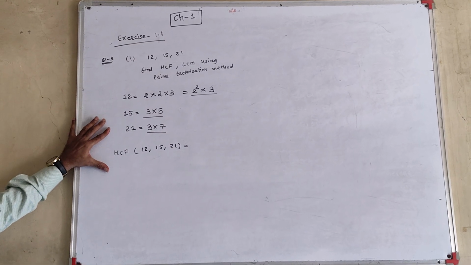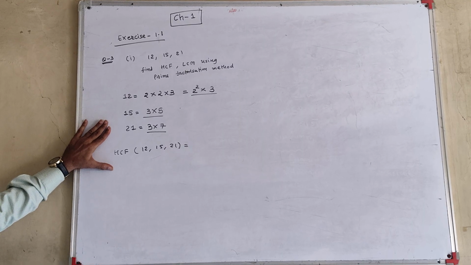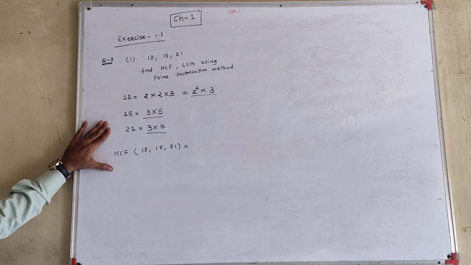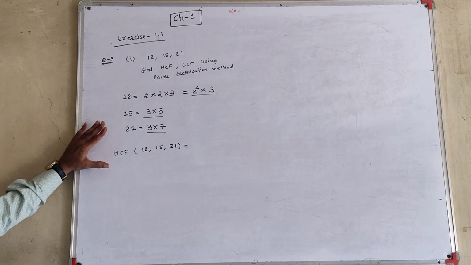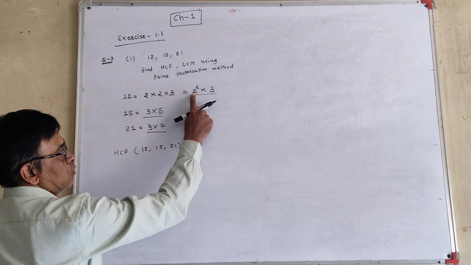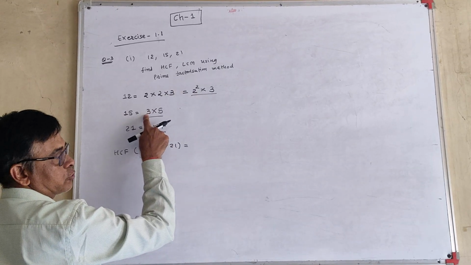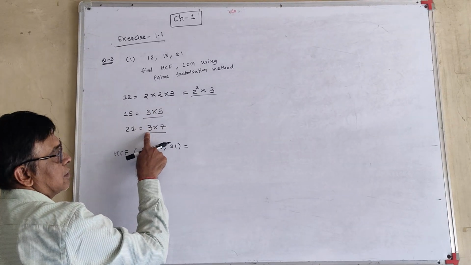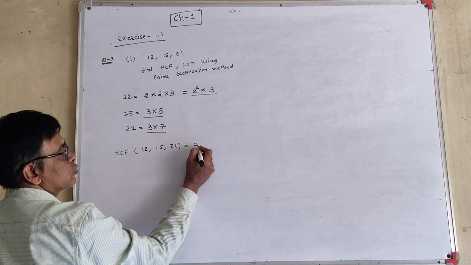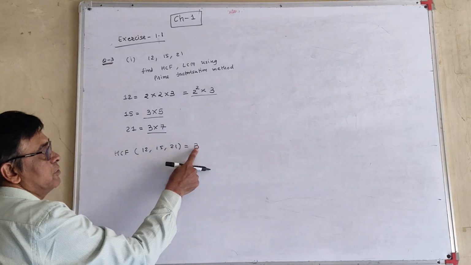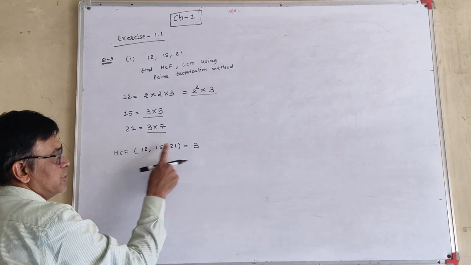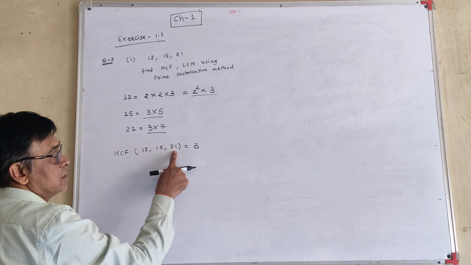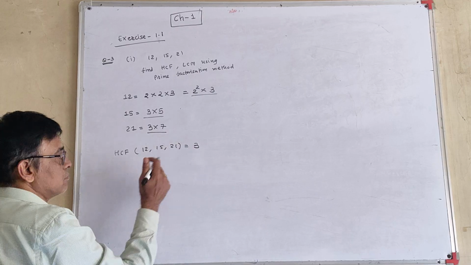So in HCF, we will take the lowest power of the common factor. 2 is not common. 3, 3, 3 is common, and the lowest power is 1. So 3 is the HCF. That means all these three numbers are divisible by 3.